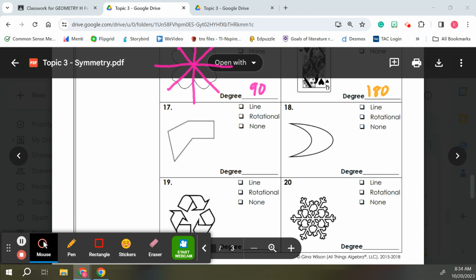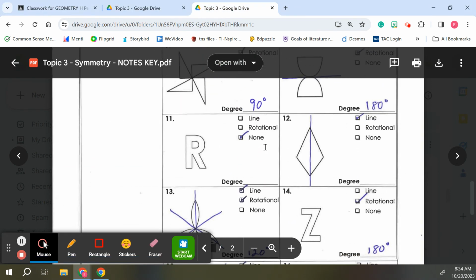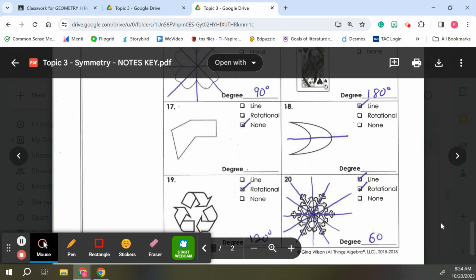Show of hands, who's still working on 17 through 20? Pretty light work. Yeah, it is pretty light work today, not gonna lie.